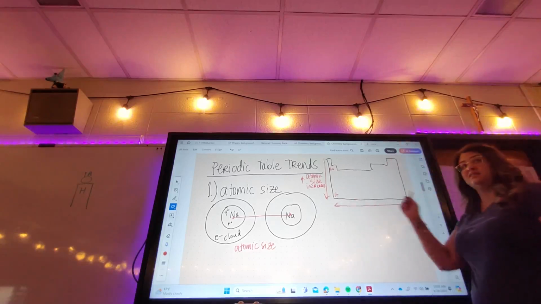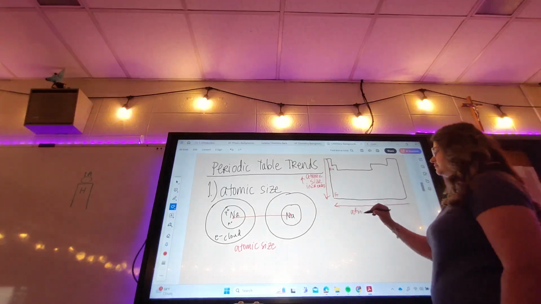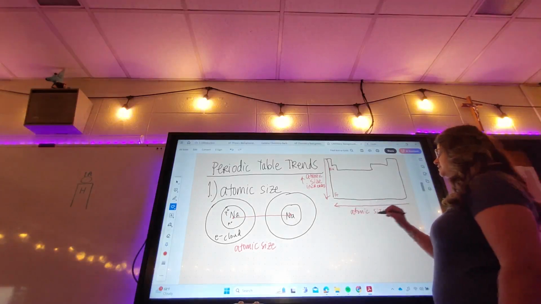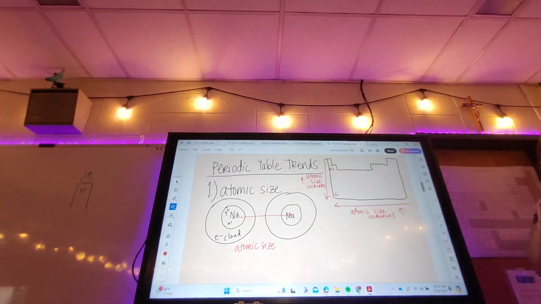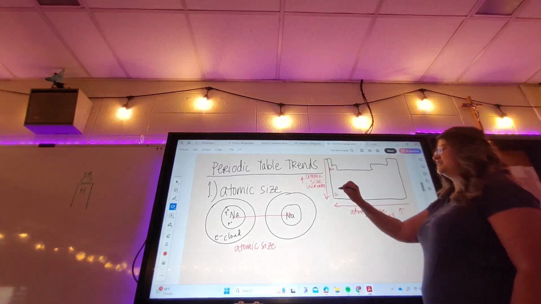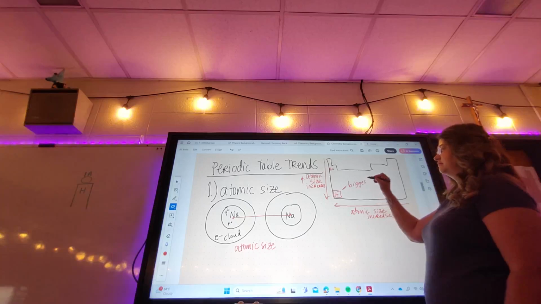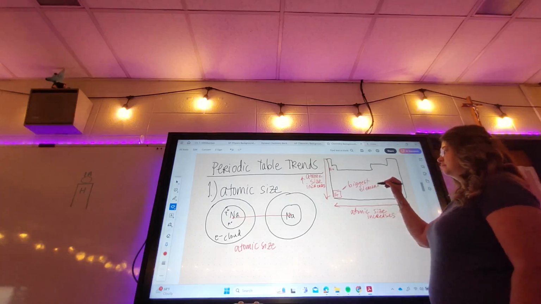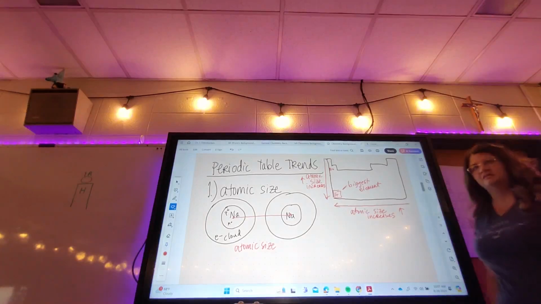Now I'm going from right to left, not left to right. So from right to left, atomic size also increases. So what does that tell me? Where the 2 arrows meet, that's my biggest element. So why is francium the biggest? Why not element 118? That doesn't make sense to me.